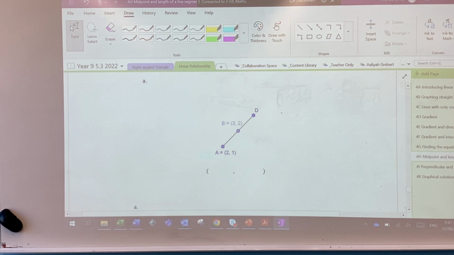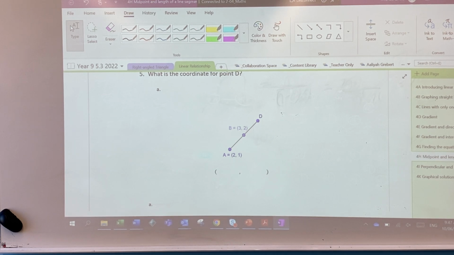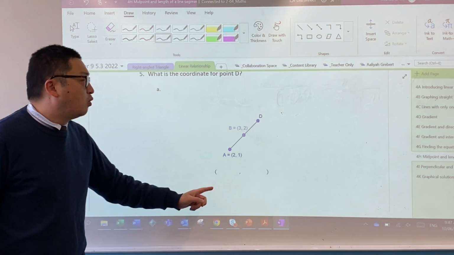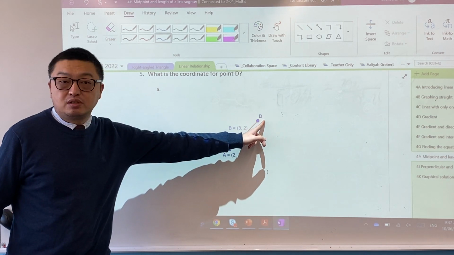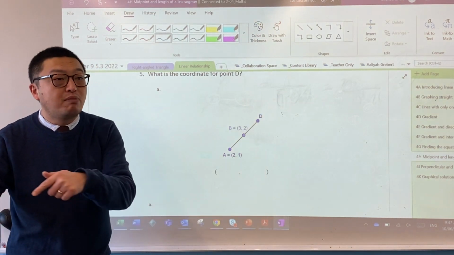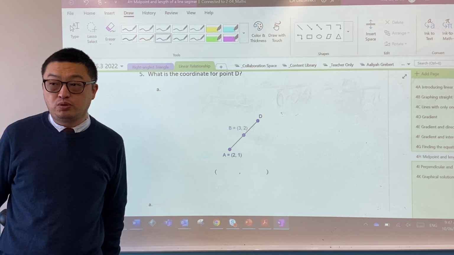Okay. This one is a little bit harder. I've got a point A. I've got a point D. This time the middle point has been given. I know the middle point, but I want to find out what the other point is. Where is the other point that makes my middle point 3, 2?